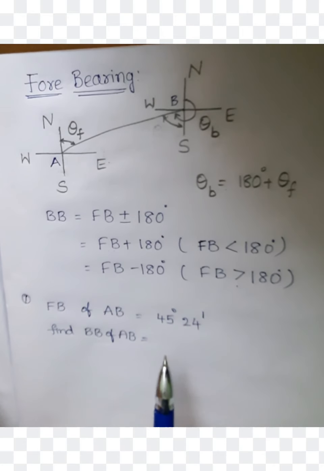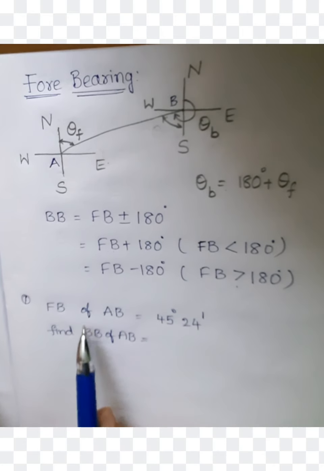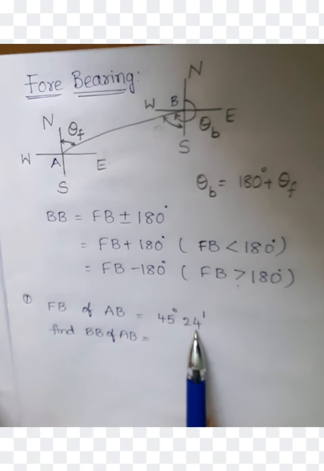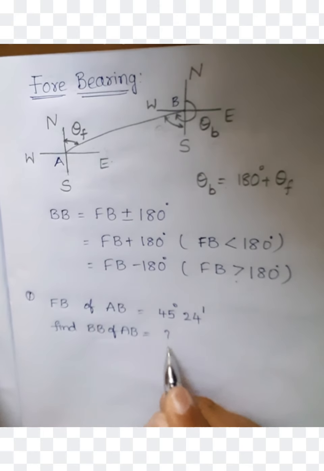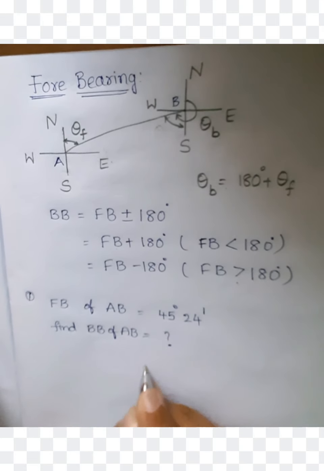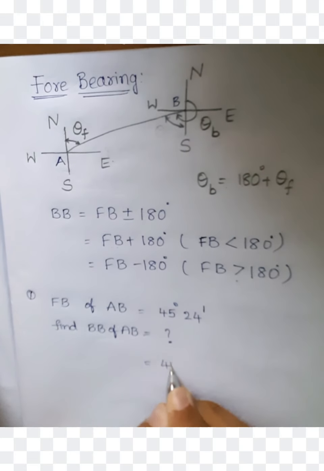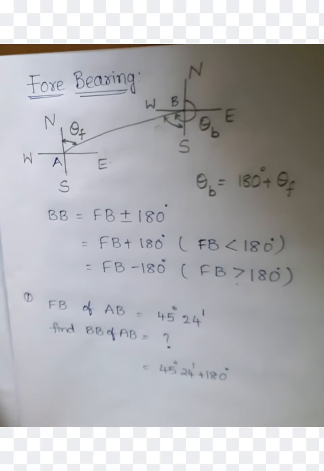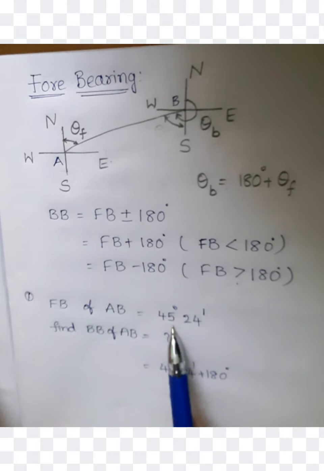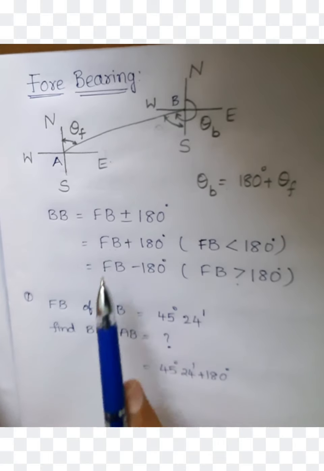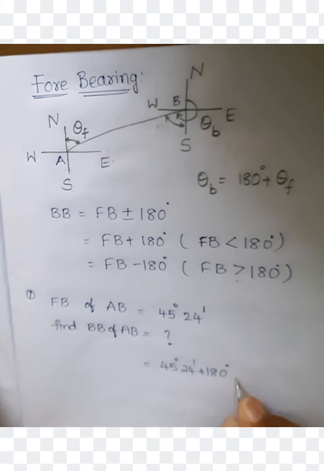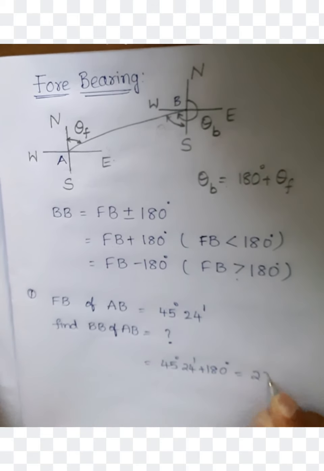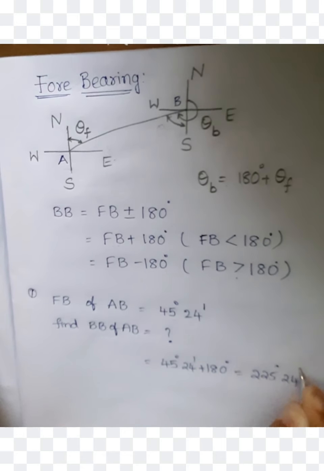So we will solve a numerical. We are given a fore bearing of AB as 45 degrees 24 minutes, and we have to find the back bearing of AB. So this back bearing of AB becomes 45 degrees 24 minutes plus 180 degrees. Why? Because the fore bearing is less than 180 degrees, so back bearing is fore bearing plus 180 degrees. So this comes to 225 degrees 24 minutes.